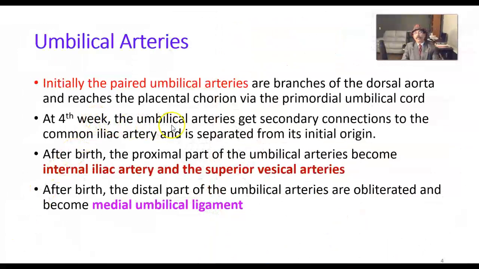At the 4th week, the umbilical arteries get a secondary connection to the common iliac artery and are separated from their initial origin from the dorsal aorta. It goes further down. After birth, the proximal part of the umbilical arteries becomes the internal iliac artery and the superior vesical arteries. Simultaneously, the distal part of the umbilical arteries is obliterated. Obliterated means the lumen will be fibrosed and closed and become the medial umbilical ligament.